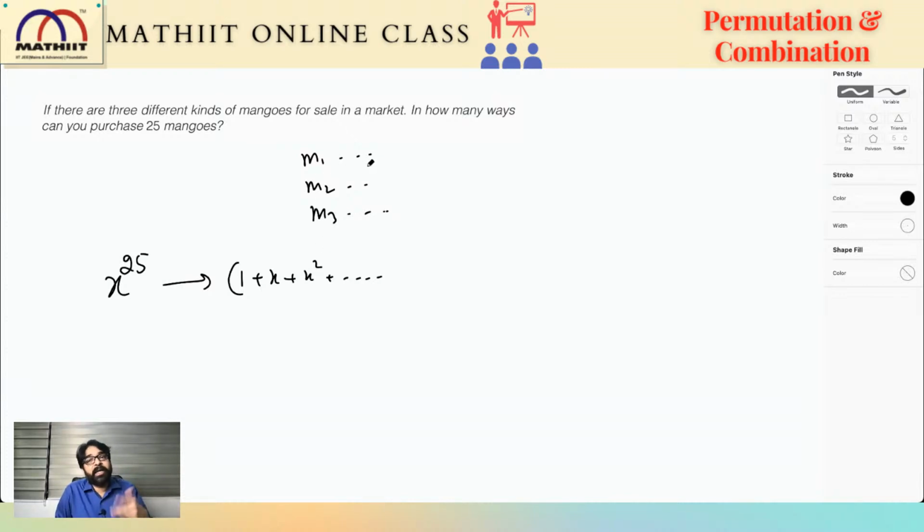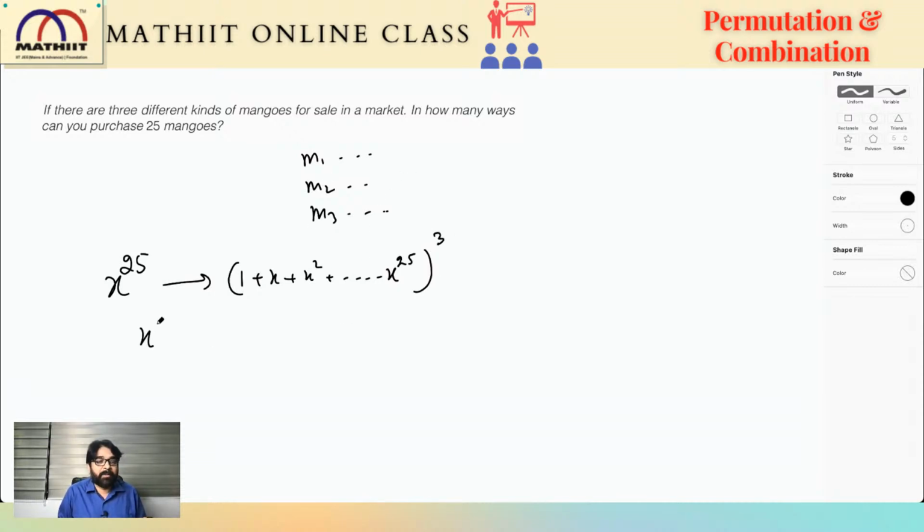Maximum how many can be? 25. Wait, 25 I am selecting. The maximum can be 25. Have you understood? Now from here, the same situation is here also, power 3.